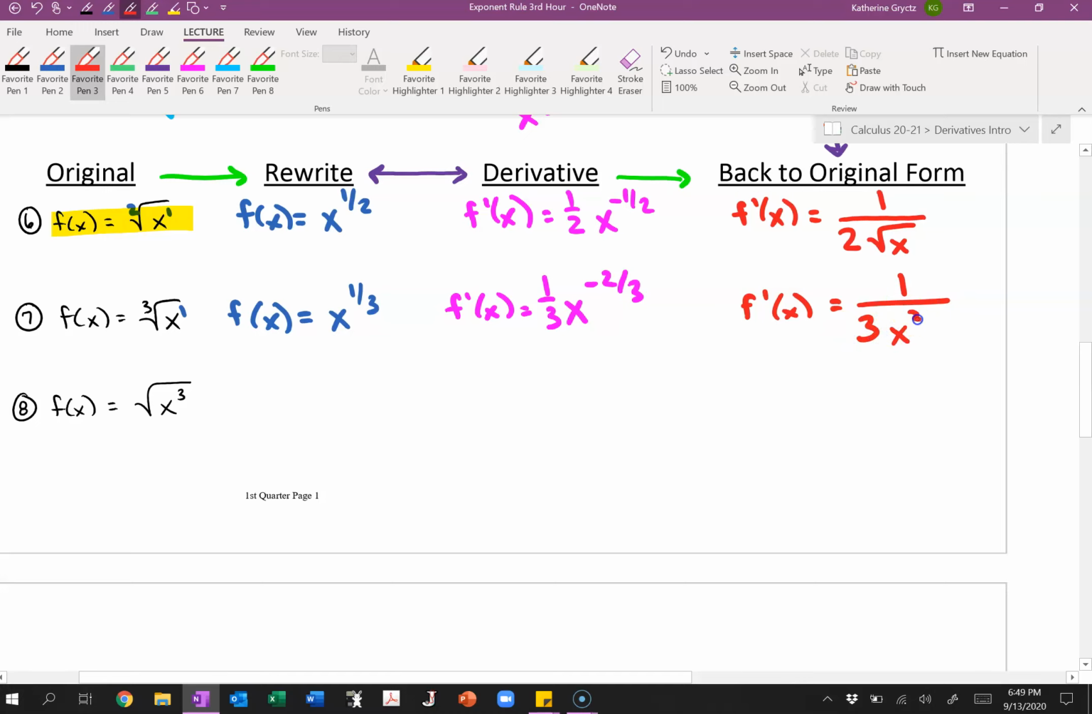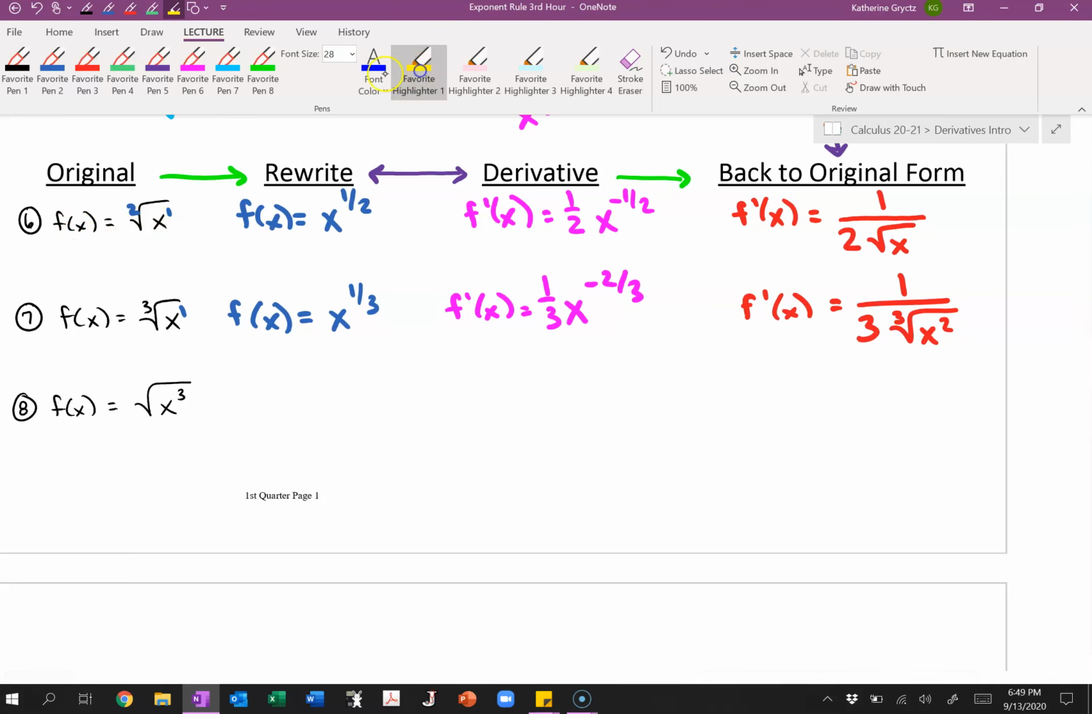And I'm going to have to move that x to the 2/3 to the bottom so that it will become a positive exponent. But then I'm going to have to put it back in the root form that it came in originally. And so, putting it back into the root form, remember that 2/3 is inside over outside, so that's x squared, and then the cube root. So just a little note for you.